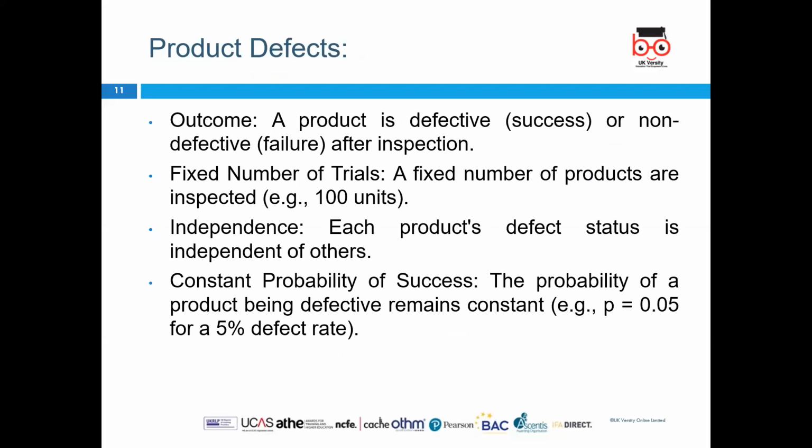Then we have product defects. A product is defective, success, or non-defective. So that is again a binomial distribution. A fixed number of trials could be, say, 100 units. Each product's defect status is independent of others, and there is a constant probability of success. Here you have to define the probability of success in a product trial. For example, the probability of success is 95% or the probability of defect is 5%.